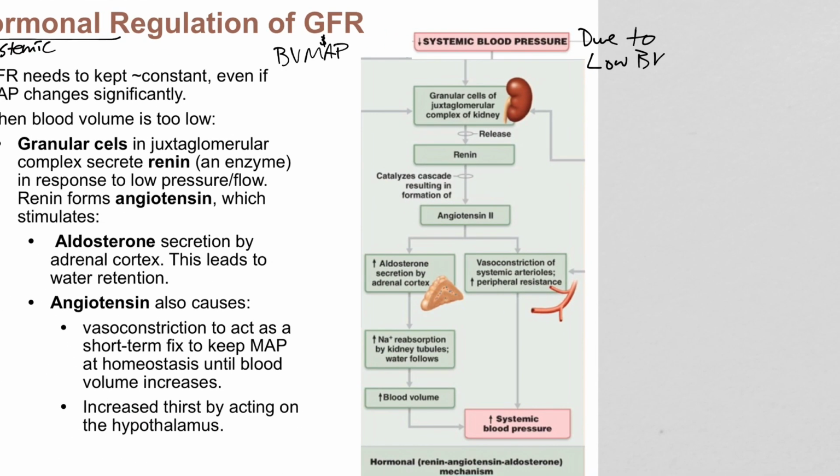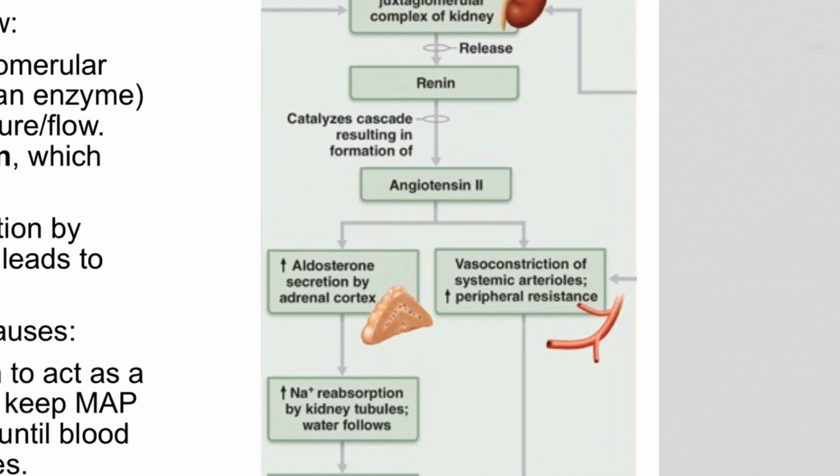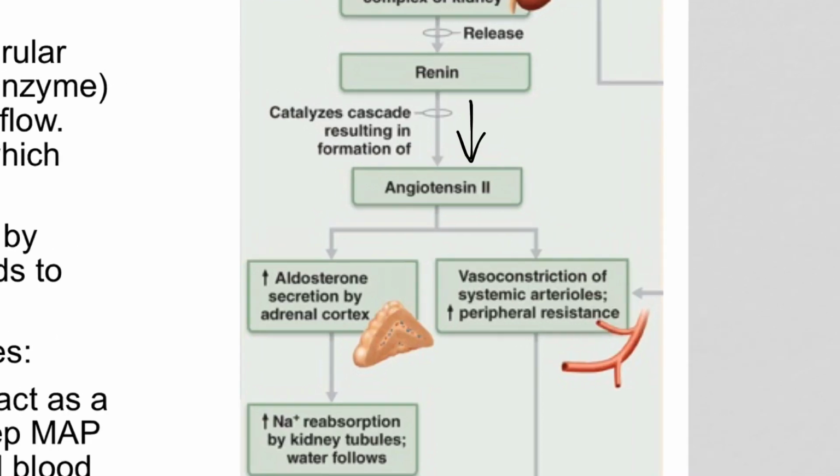All right, if it's a heart issue, if your blood pressure is low because cardiac output's down, well, your heart has to fix that problem. But in this example, we're going to say blood volume is low. The kidney responds by releasing an enzyme called renin. Renin converts a pre-hormone called angiotensin 1 into the active form angiotensin 2.